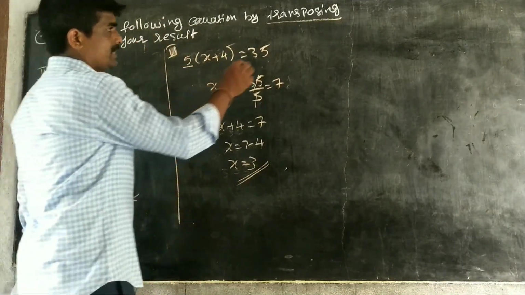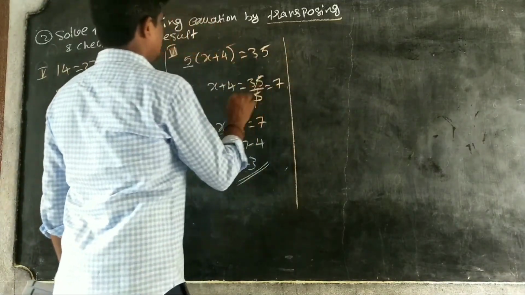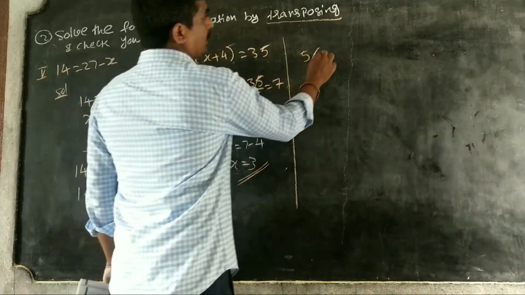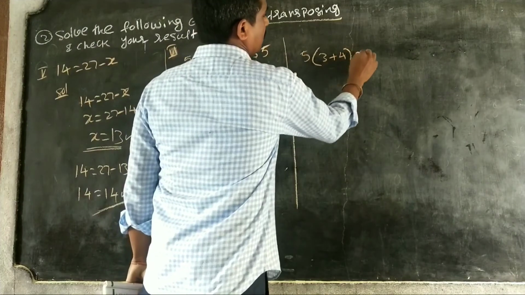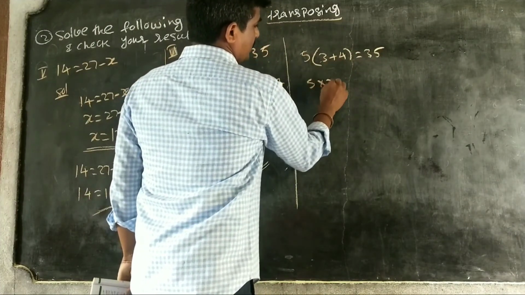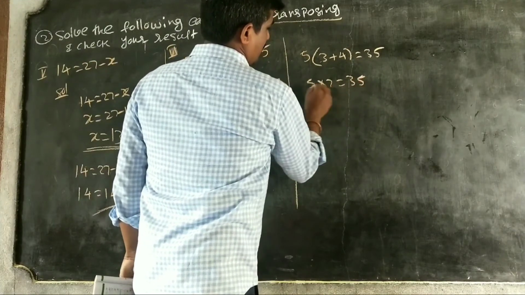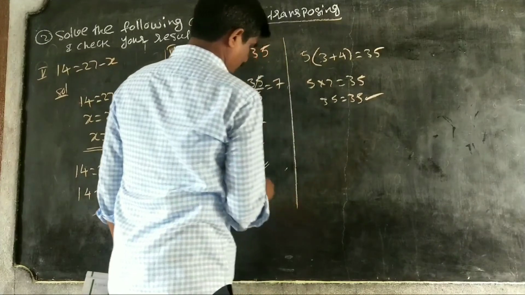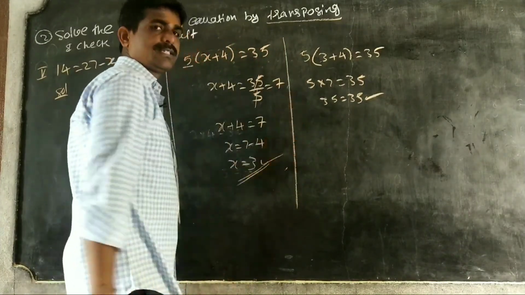So, I am checking once again. Is it right or wrong? So, 5 into x, x is equal to 3. 3 plus 4 is equal to 35. So, 5 into 3 plus 4, 7, is equal to 35. 5 sevens are 35, 35 is equal to 35. Therefore, our answer is correct. Verified.